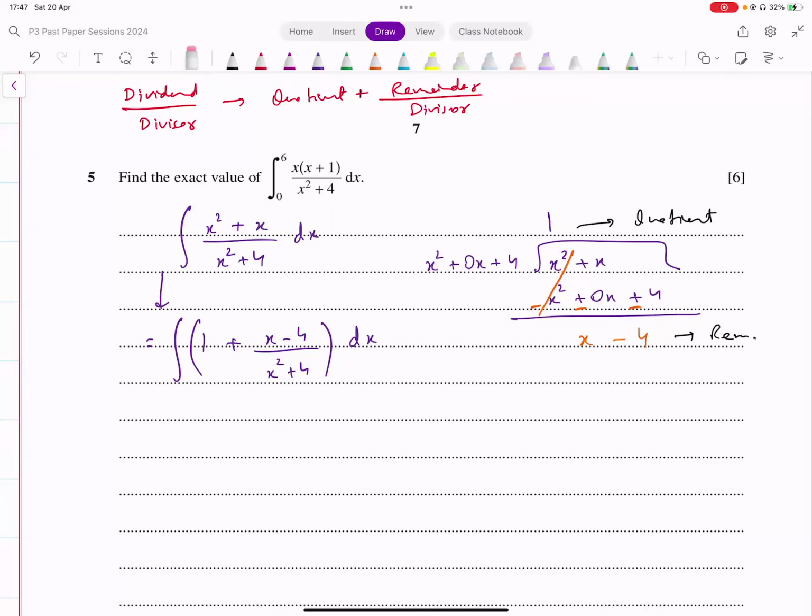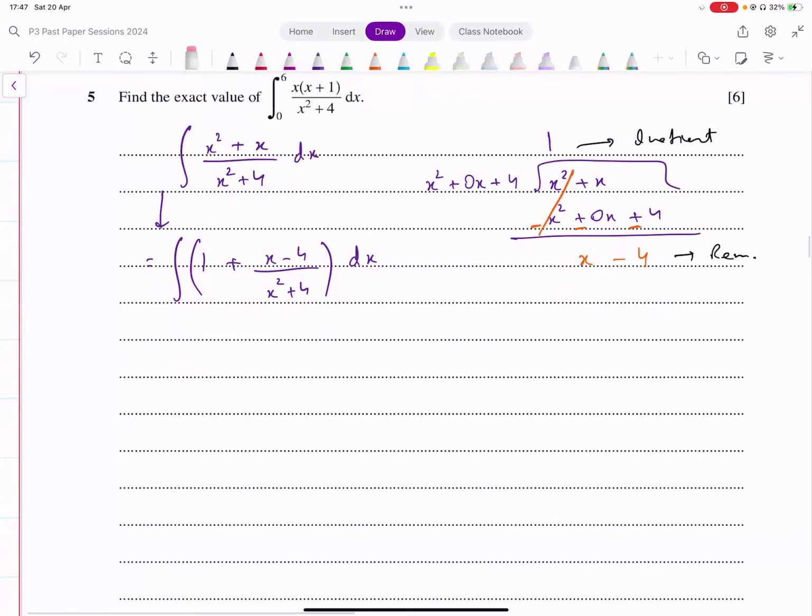Okay. All right. So it gets split into two parts like this. What do we do now? One can be integrated directly. One integrates to x. What about this now? What's the derivative of the denominator? 2x. We want 2x in the numerator. If we wanted to use the ln rule, now we can't have 2x.